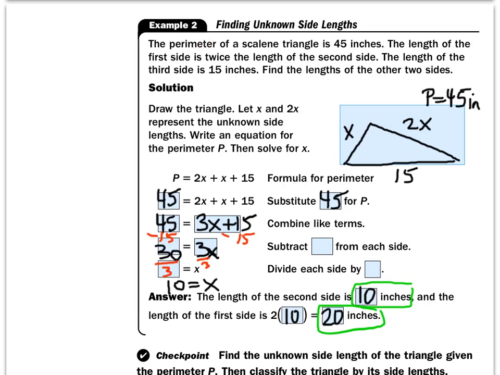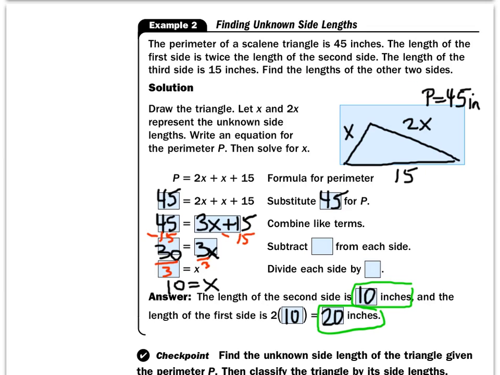Okay, take a look at example 2, finding unknown side lengths. The perimeter of a scalene triangle, scalene means all the sides have different measures, is 45 inches. The length of the first side is twice the length of the second side, and the length of the third side is 15 inches. Find the lengths of the other two sides.